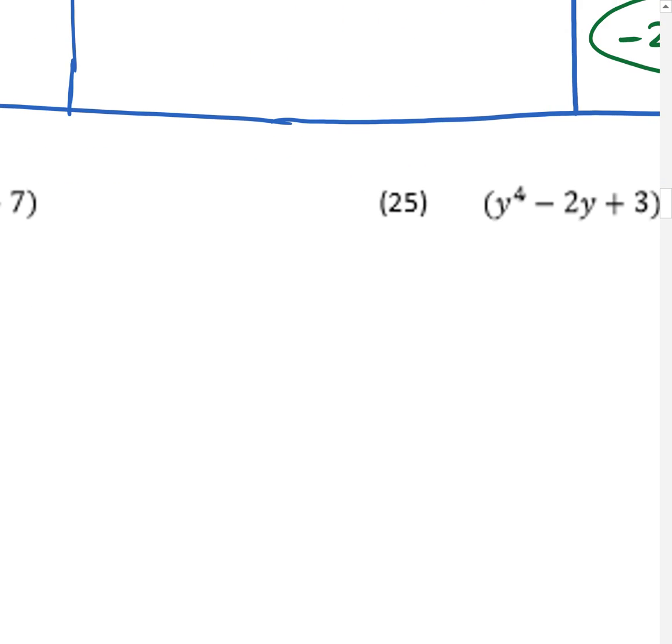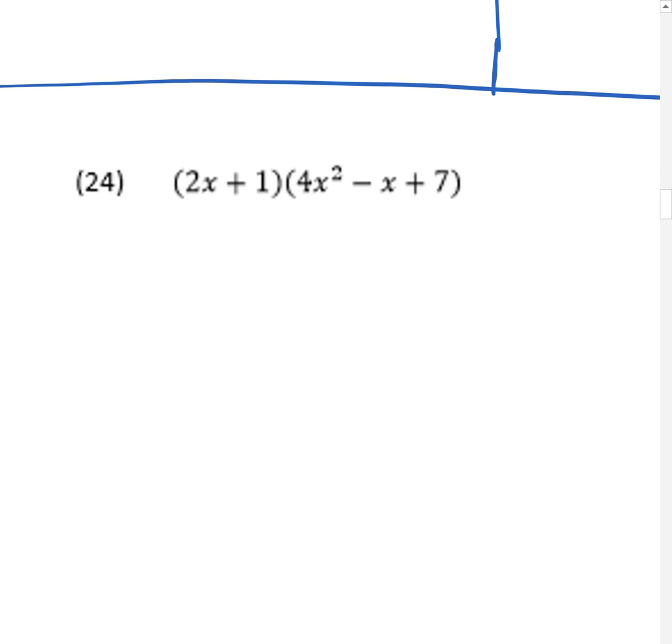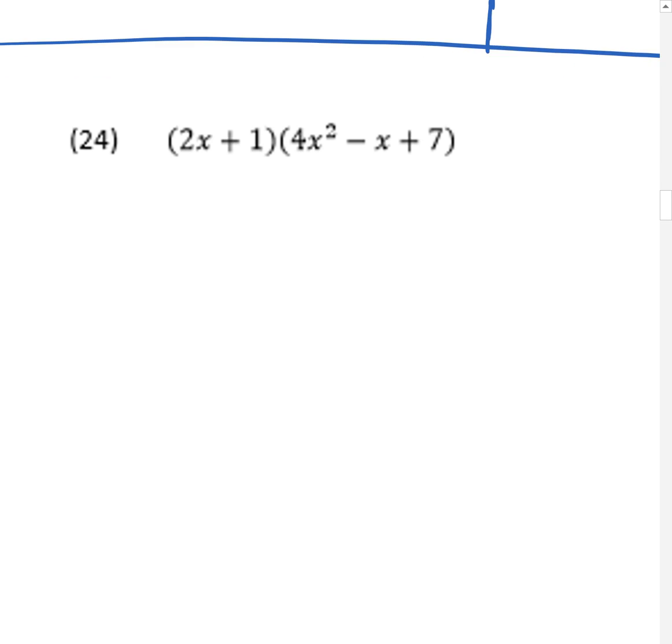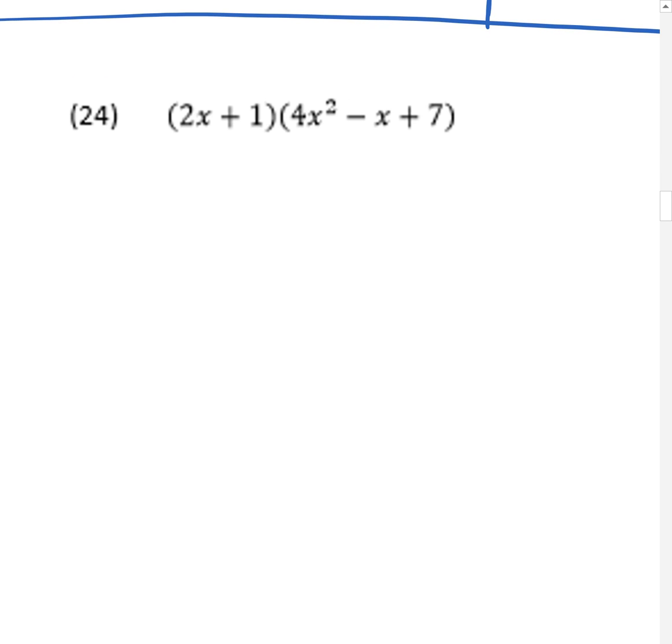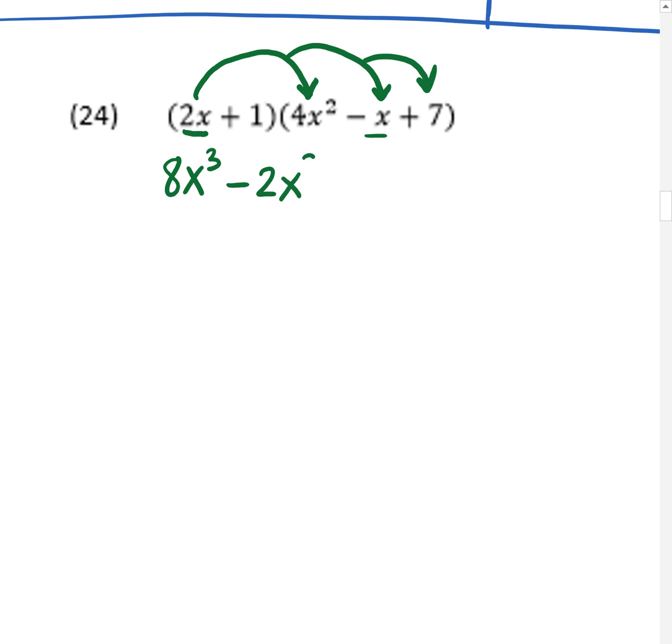All right, let's see about the next one. This one's kind of getting more complicated because you notice it's not a binomial times a binomial, it's a trinomial in the second polynomial. So when I focus on one term, like the 2x, I'll not only be multiplying it by 2 terms over here, I'll be multiplying it by 3 terms. So first we have 2x times 4x squared, that's 8x to the third. 2x times negative x is negative 2x squared. 2x times 7 is 14x.